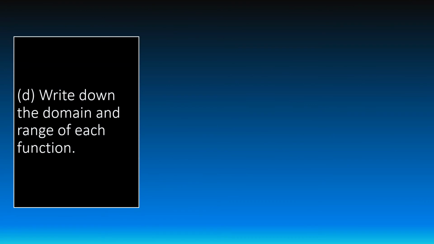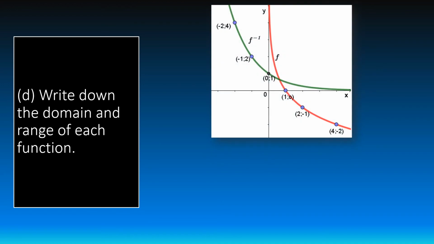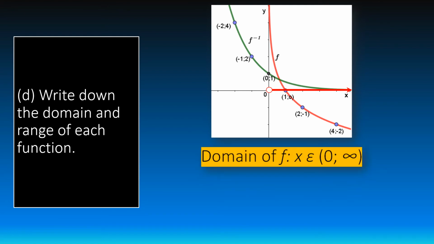Write down the domain and range. Domain is the x values and range the y values of the functions. We already have the graph from the previous question. Look at the domain of f. We have the x values, 0 not included because the y-axis is the asymptote of f. So domain of f is x element of 0 to infinity.